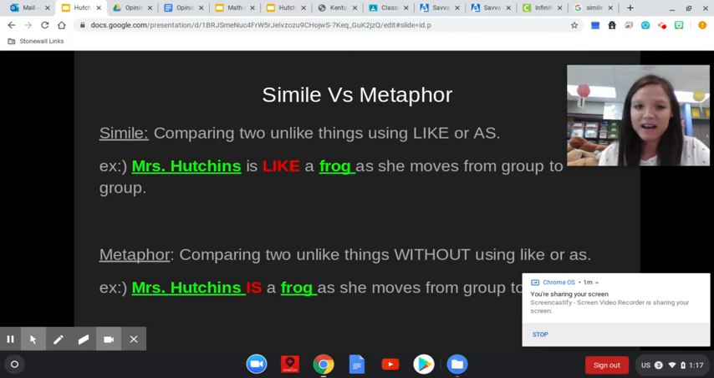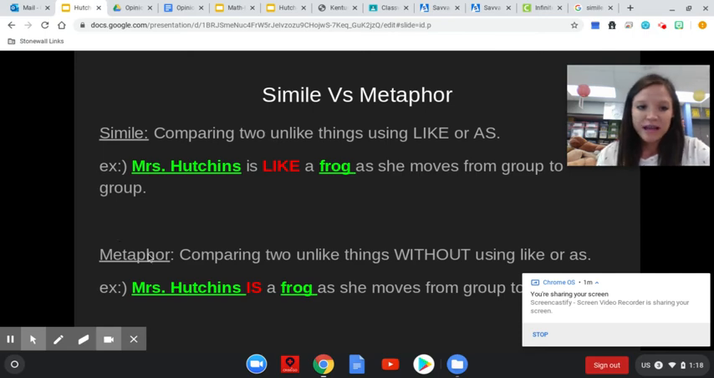We're comparing two unlike things. I wouldn't typically say Miss Hutchins and frogs are alike. So there's two unlike things using that like or as. Then the other type of figurative language we're going to talk about today is a metaphor. So when you're using a metaphor, it's very similar to a simile. You're still comparing two unlike things, but you're not using like or as. Typically, a metaphor, you're actually saying something is or was something else.